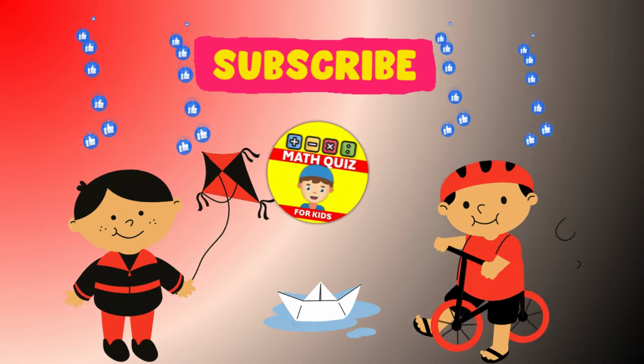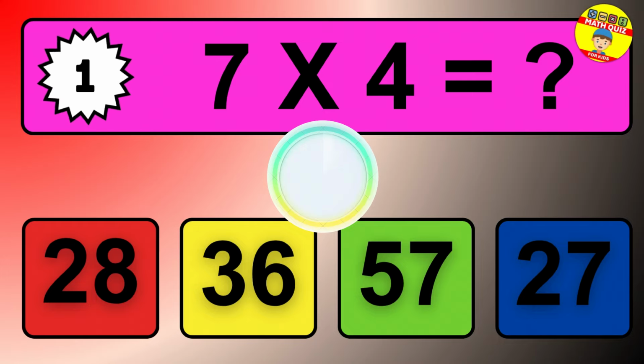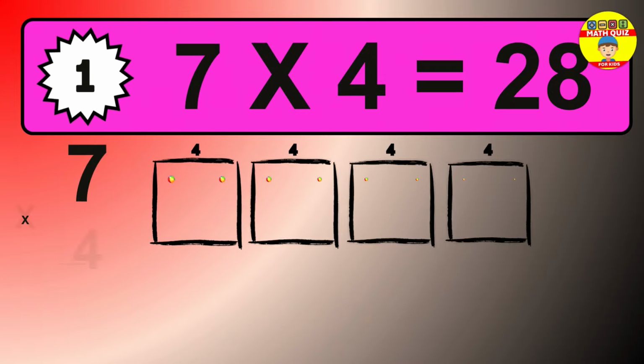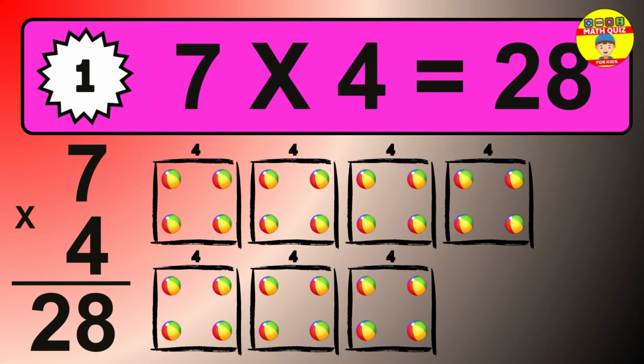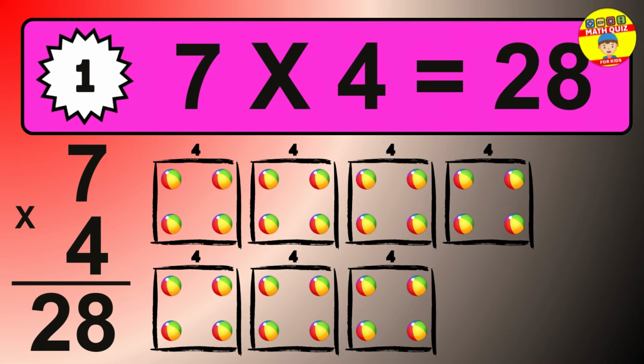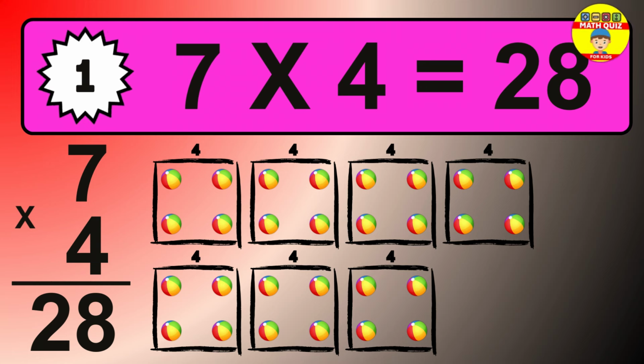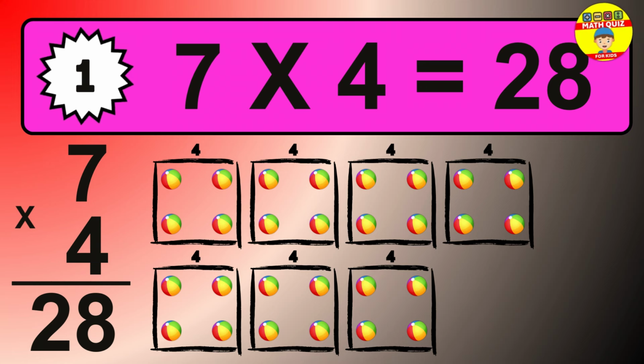Question 1. 7 times 4 equals what? So, the answer is 7 times 4 is 28. To calculate, we have 7 groups with 4 balls each one. So, how many balls do we have? 28 balls.